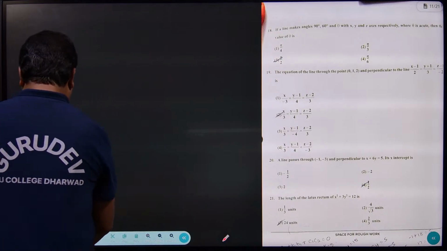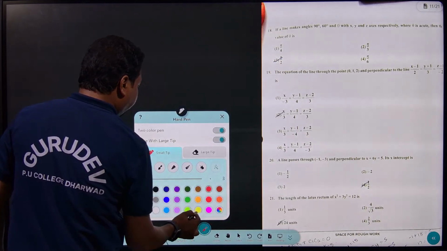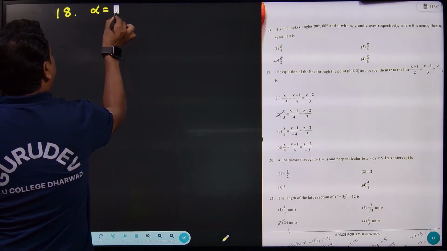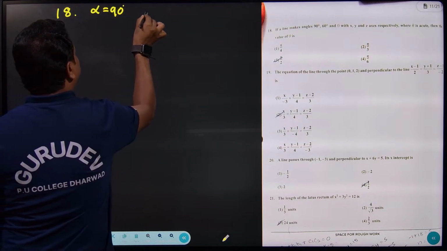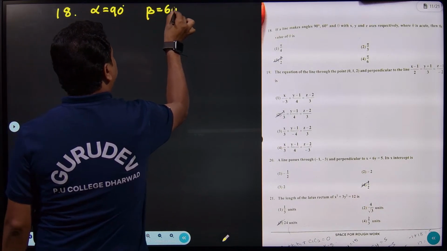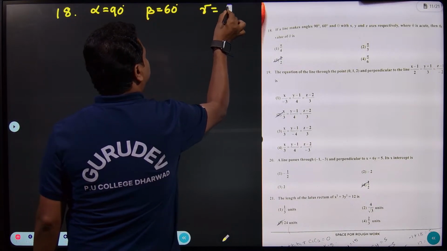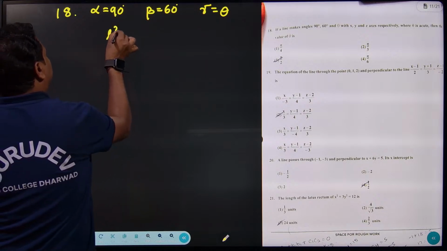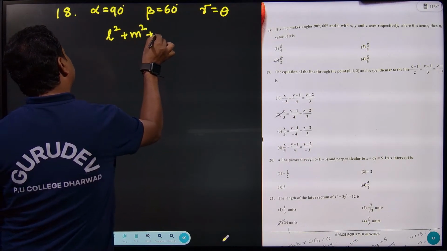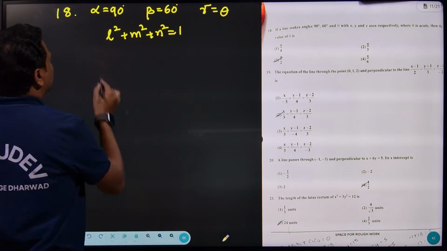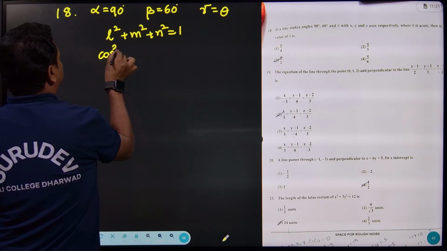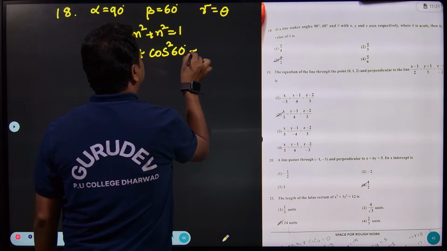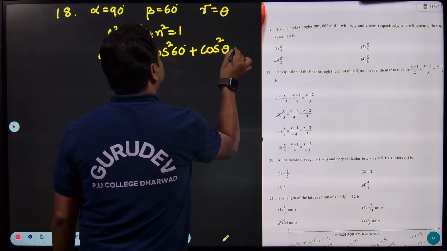18th one. For the 18th one, please observe: alpha is equal to 90 degrees, beta is equal to 60 degrees, gamma is equal to theta, and you know the relation l square plus m square plus n square is equal to 1, that is, cos square 90 degrees plus cos square 60 degrees plus cos square theta is always equal to 1.